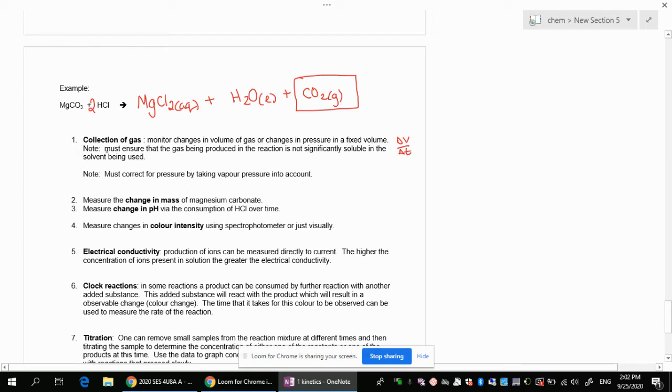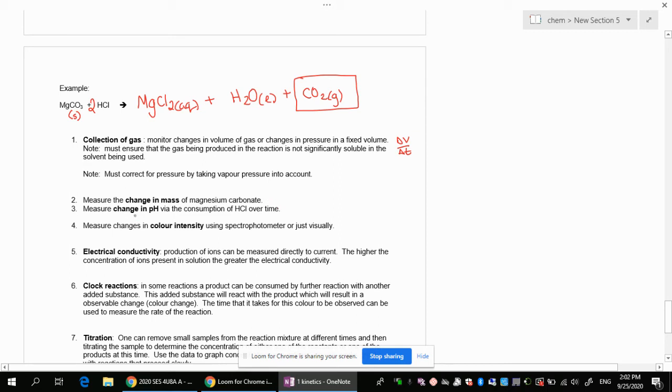We can also look at the change in mass because magnesium carbonate is a solid. And so in this case, because carbon dioxide will escape, you will have an overall decrease in mass over time. And that you can use to calculate a rate with a change in mass.